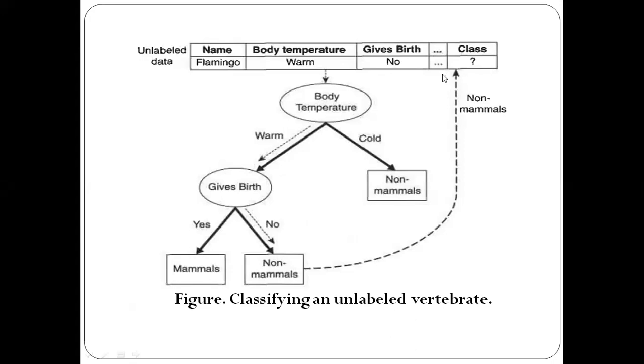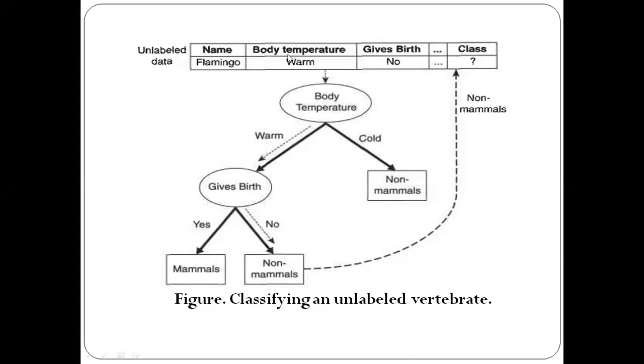Okay, so I want to classify whether this is a mammal or non-mammal. How can I classify that whenever I get a new record? What I need to do is start with the root node, and then apply the test condition to the record based on the attribute.